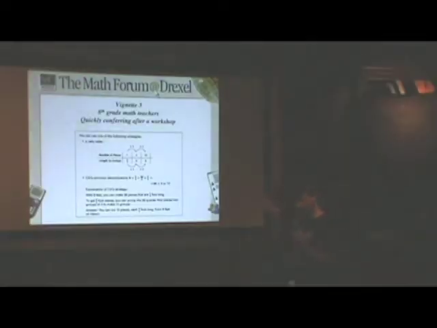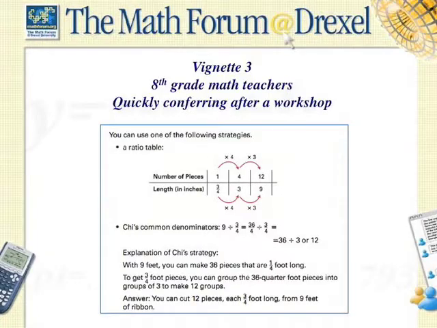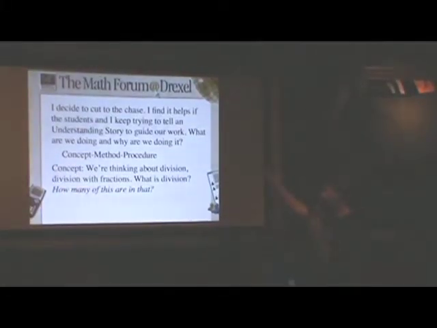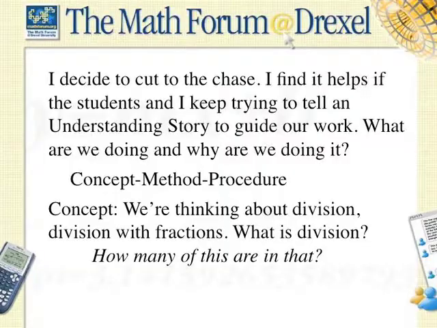Vignette 3: 8th grade math teachers working on a difficult unit in fraction division. Their students are confused, they're exploring all kinds of methods, and they're not getting any better, they say. I have about 5 minutes at the end of the workshop to address this question. I decide that they're missing what I call the understanding story. We use concept, method, and procedure. What's the concept of division? We might say, how many of this are in that? What's the method that we use for figuring out how many of this are in that?